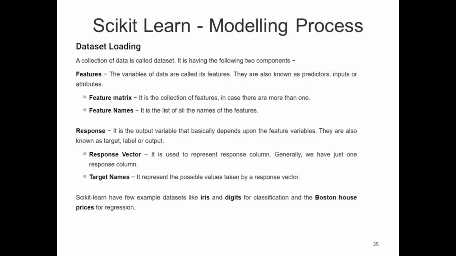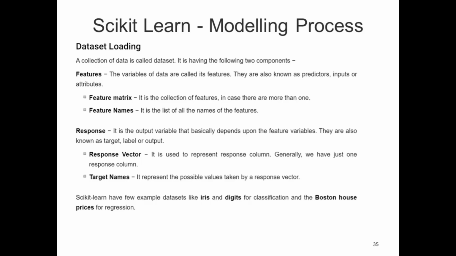Then they're giving each of these features. In case there is more than one feature, a collection of features or more than one field, this is called a feature matrix. And the names given to the features are called the feature names.